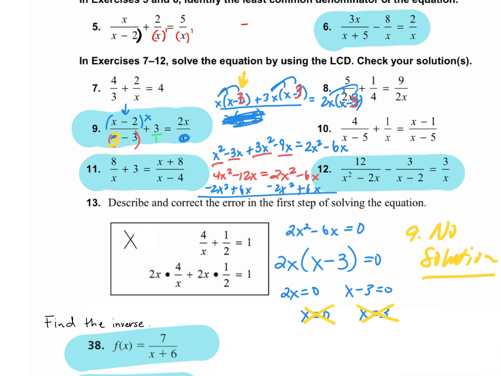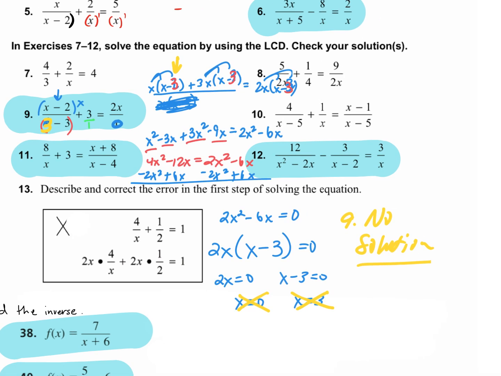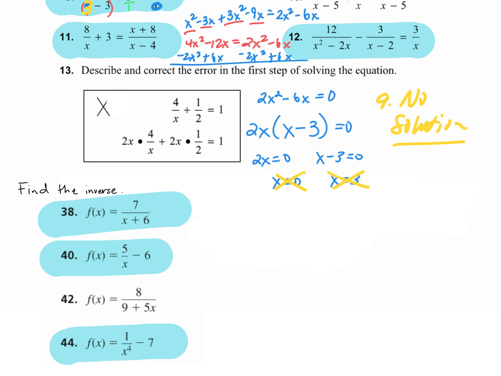All right, of 11 or 12, what do you guys want me to do? 11? Okay. And then I'll do some inverses, and then we'll be done.